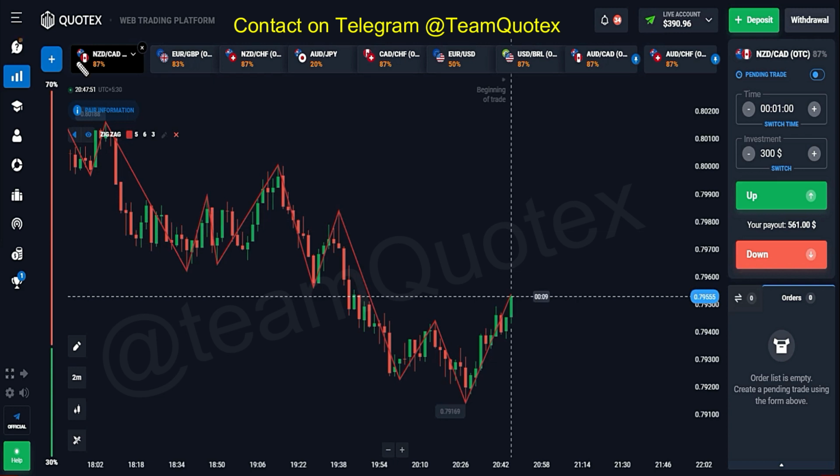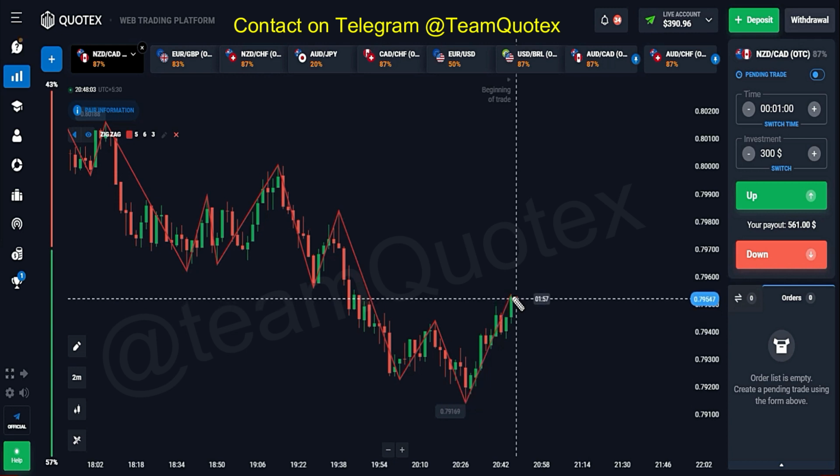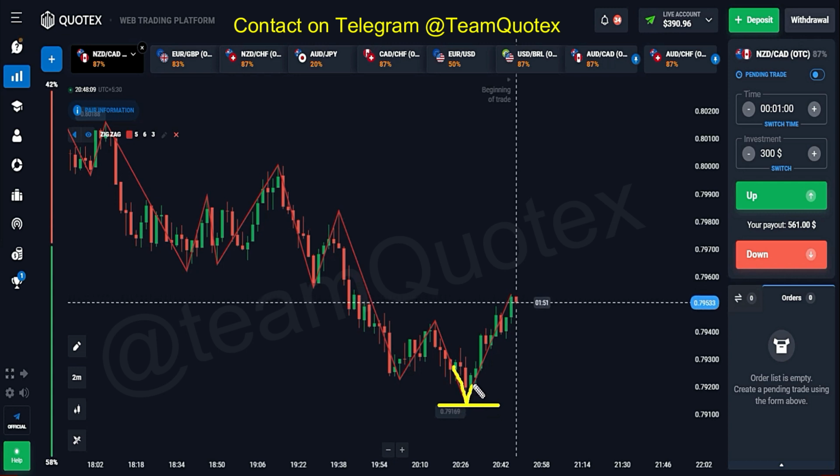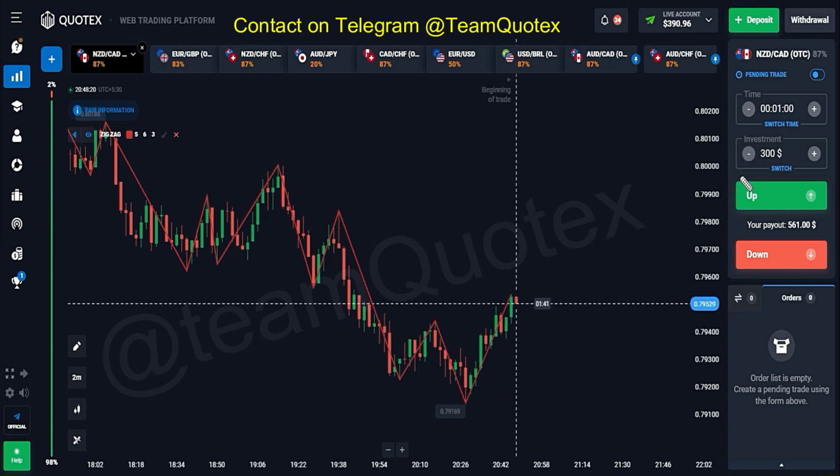Now what is the motive of using zigzag? When zigzag is moving upward, like this is an upward movement, it indicates an uptrend. So this is a low point, and from this low point the zigzag is moving in the upward direction. That means the market trend is going up. Then I will try to trade from here in the up direction as much as possible.